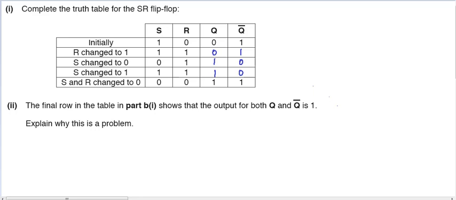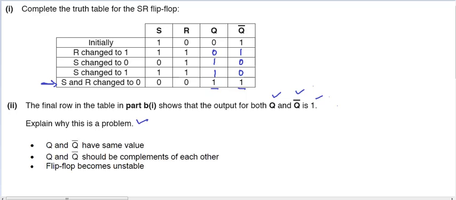So the next question is an obvious question, which says that the final row in the table in part 1, this is the final row, right? It shows that the output for both Q and Q bar is 1. Remember, we just discussed this, so this is a problem. Explain why this is a problem. Why, when both of these are 1, is this a problem?